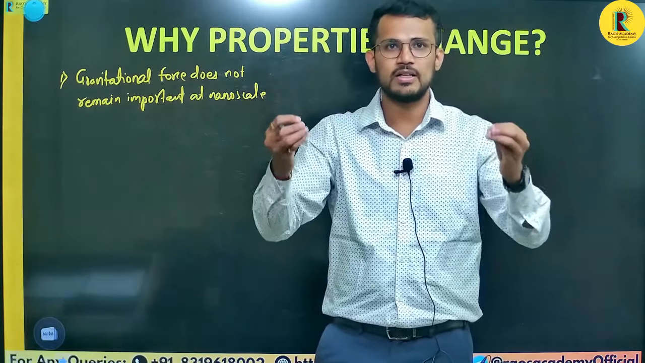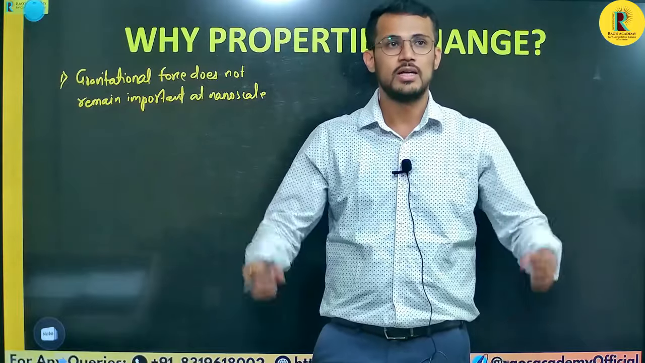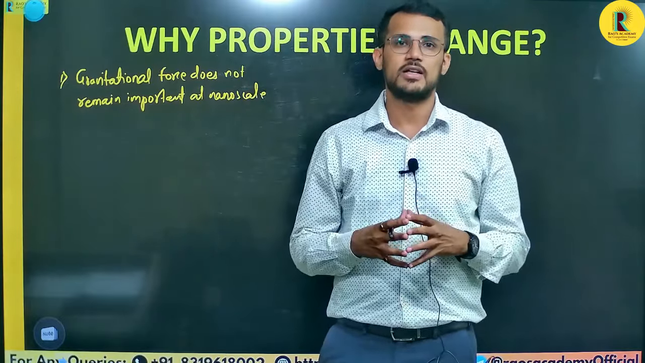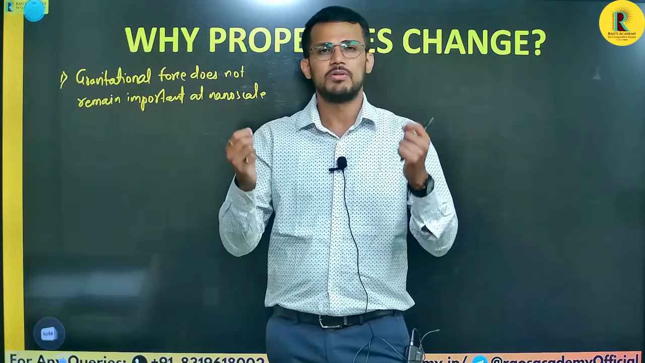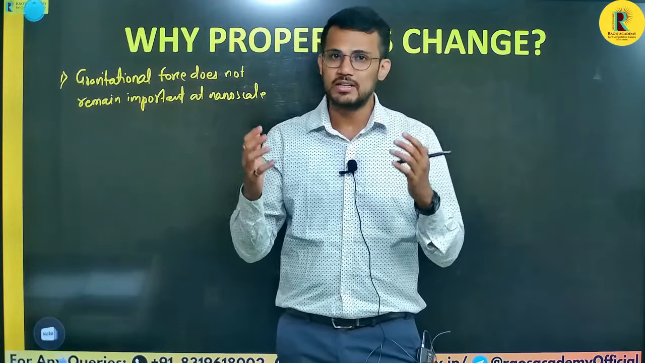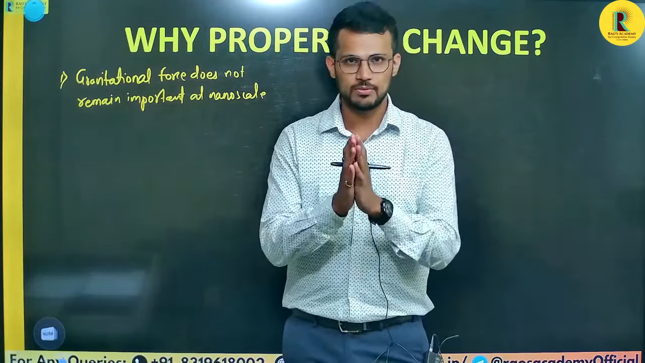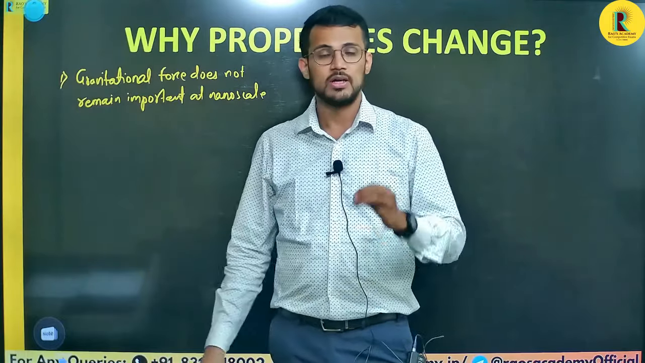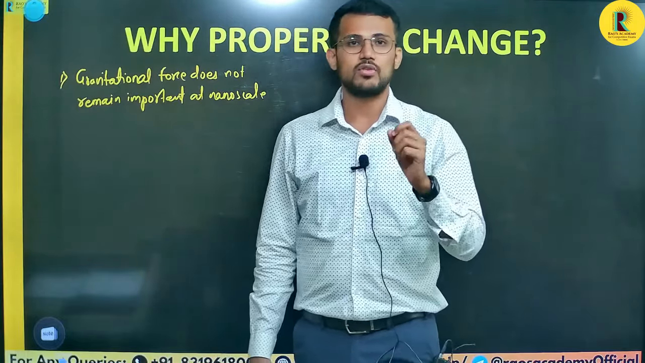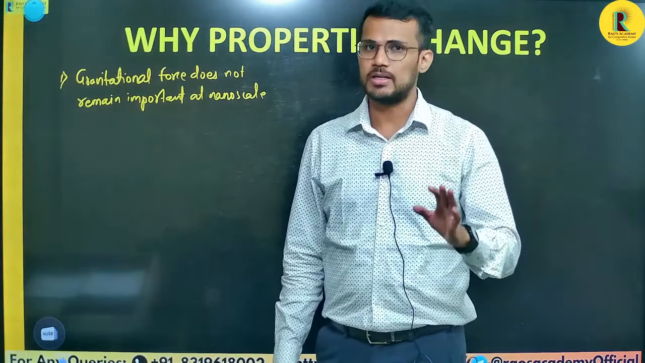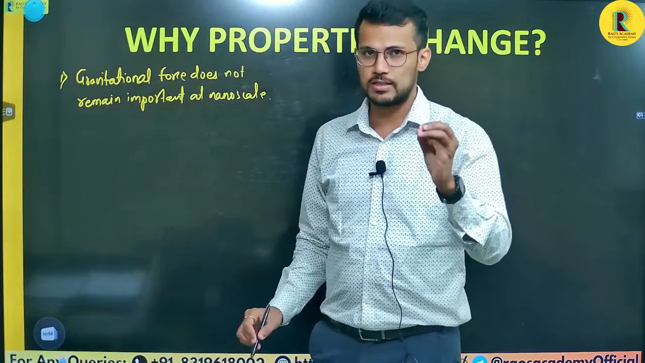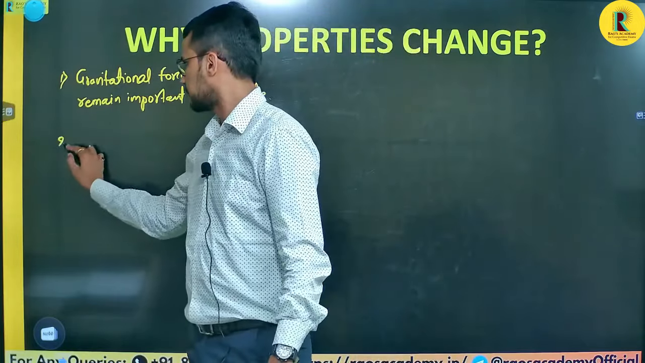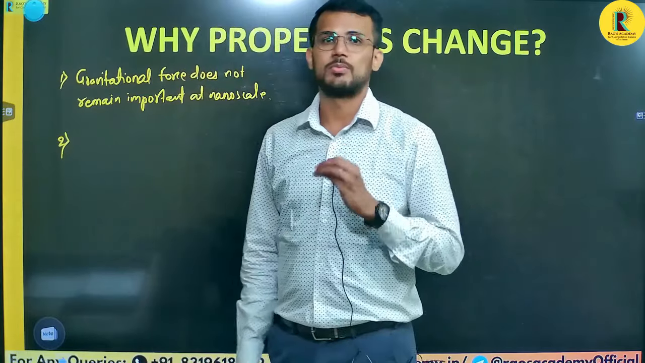Nanoparticles, if they are present in air, will not fall on ground. They will remain suspended in air, because the gravitational pull that would be attracting them would be very small, irrelevant at the nanoscale. Fine. So that is one important reason. But on the other hand, electromagnetic force still remains relevant. Fine. So that is the first reason why properties are changing. Second reason why properties change.